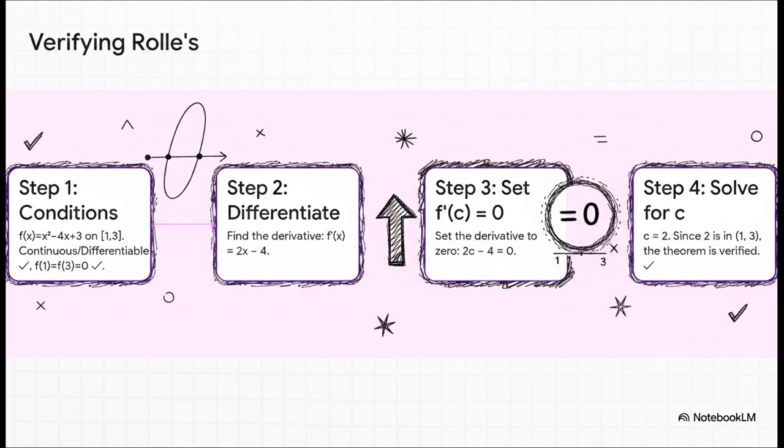So we've got the function x squared minus 4x plus 3 on the interval from 1 to 3. First, the checklist. It's a polynomial, so yeah, it's continuous and differentiable everywhere. No problem. Now, the endpoints. Let's plug them in. f(1) is 0, and f(3) is also 0. Bingo! All conditions are met. So the theorem promises there's a point c. To find it, we take the derivative, which is 2x minus 4, set it equal to 0, and we get c equals 2. And since 2 is right there between 1 and 3, the theorem works perfectly.